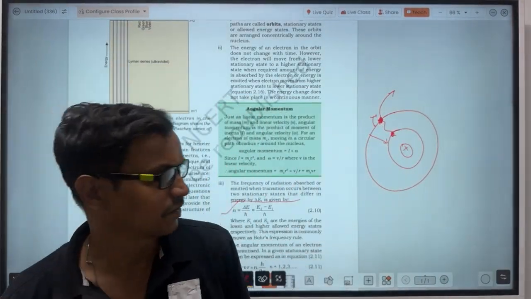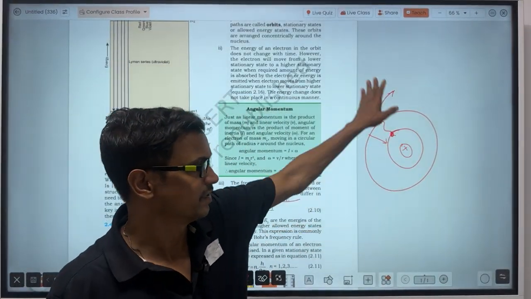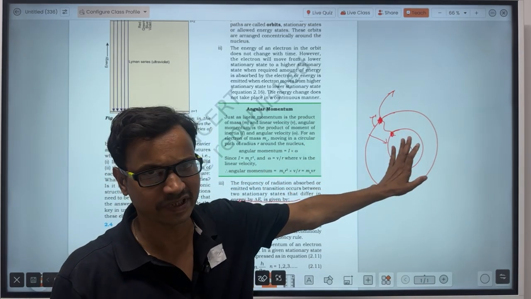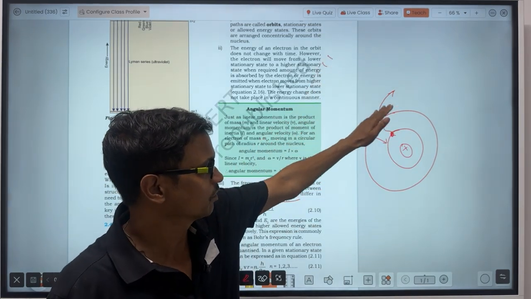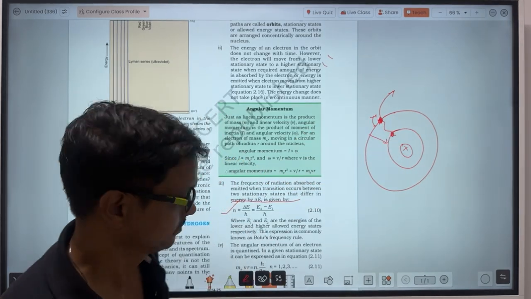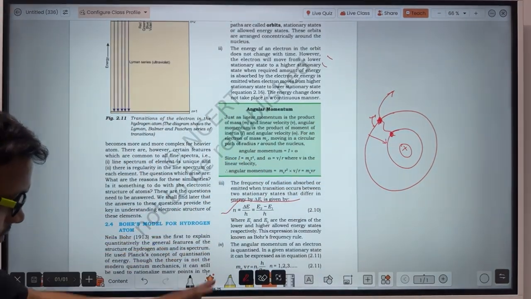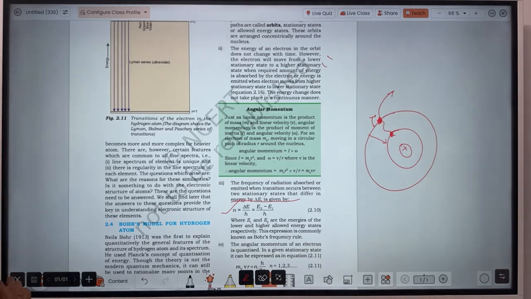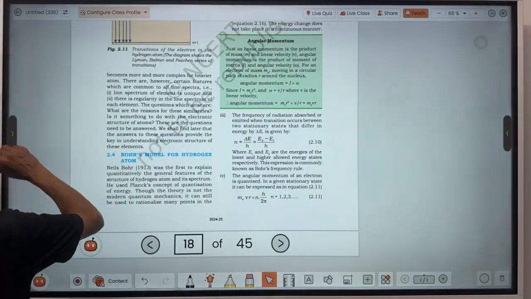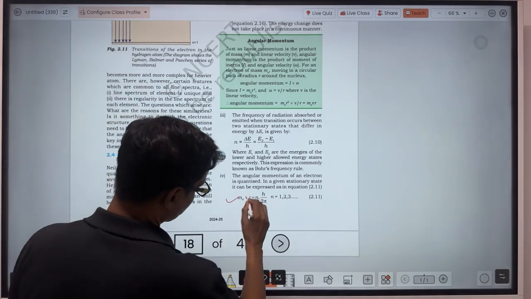The maximum energy of the electron will be 0 when it is not under the influence of the nucleus. When the electron comes closer to the nucleus, the energy of the electron will decrease. Angular momentum, given as mvr, is equal to nh upon 2 pi.